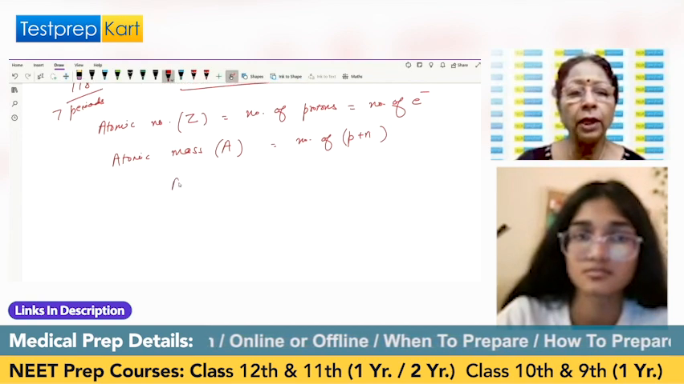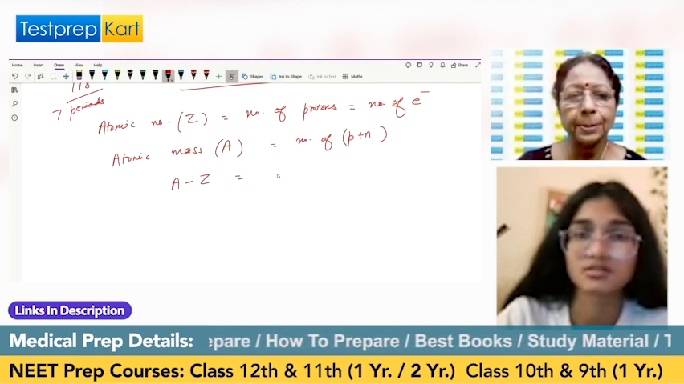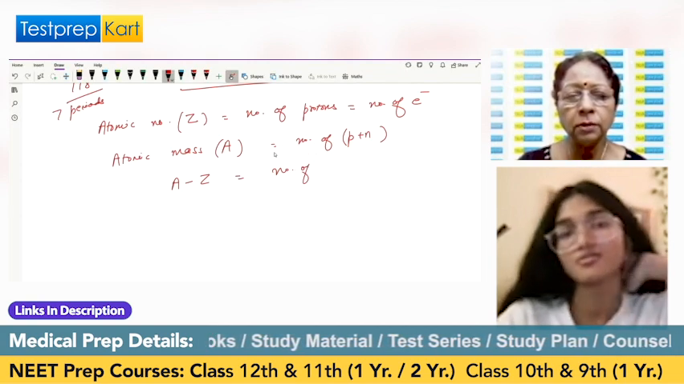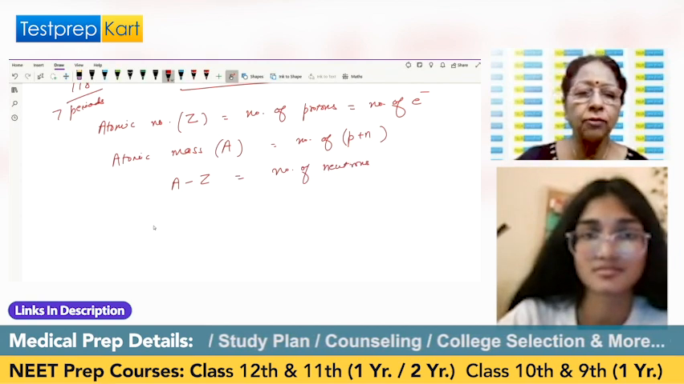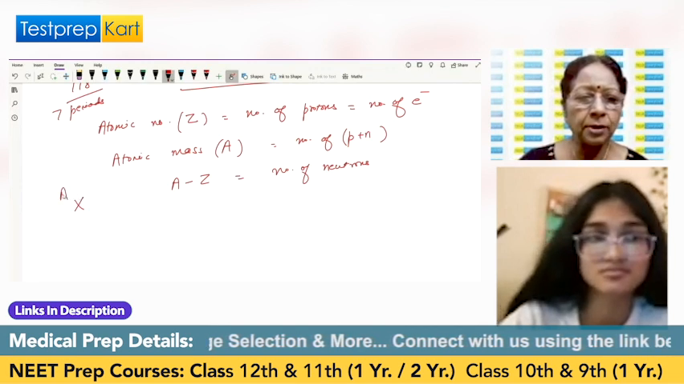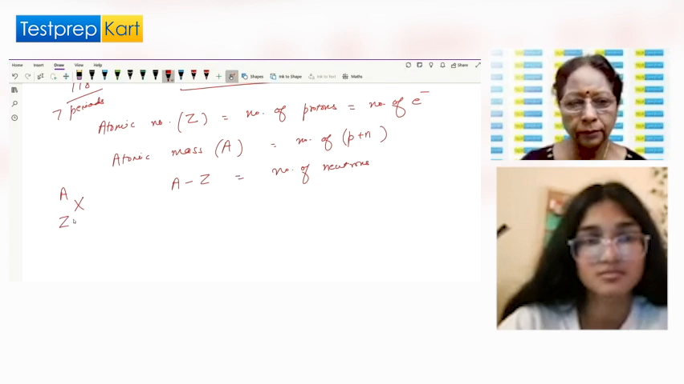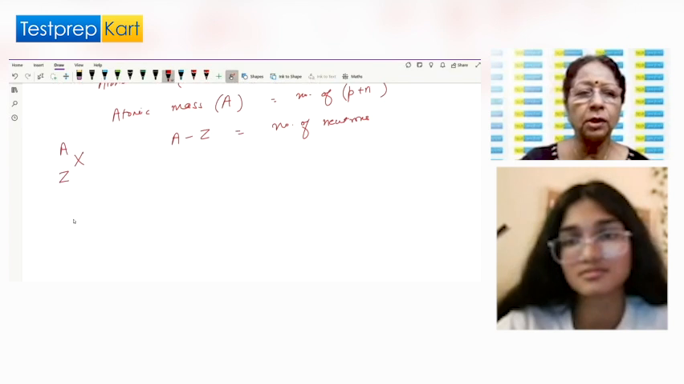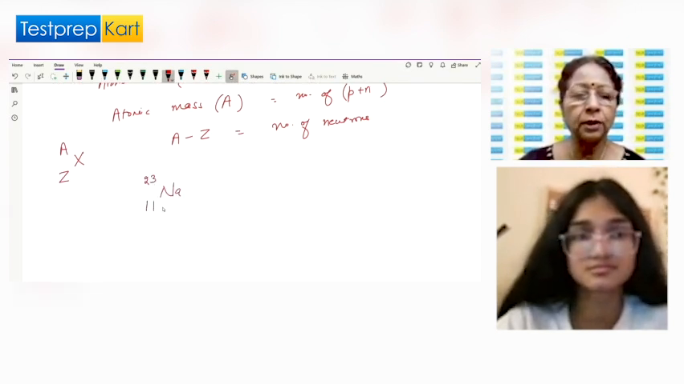If I ask you what A minus Z will give us? The number of electrons? No, it is written in front of you. Neutrons. That is right. If you subtract Z from A, you get the number of neutrons. If you have any element X, the atomic mass is written at the top left corner, and the atomic number at the bottom left corner.